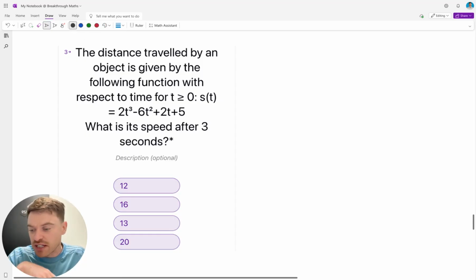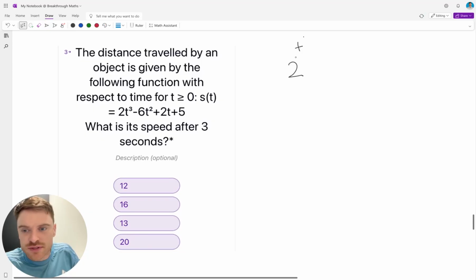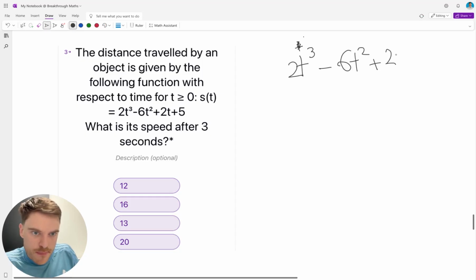The distance traveled by an object is given by the following function, with respect to time, for t greater than 0. It all looks messy, but just write out what you got. s(t) equals 2t cubed, minus 6t squared, plus 2t, plus 5. All right, so you have that, and what is the speed after 3 seconds?